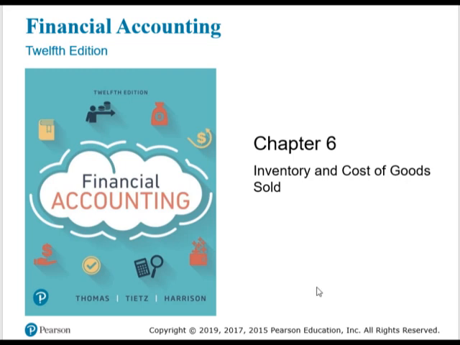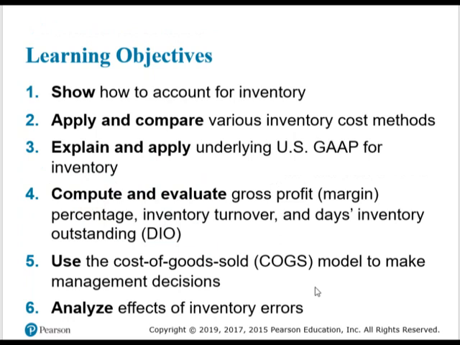Chapter 6 deals with inventory. Inventory is often one of the biggest current assets on a company's balance sheet. Consequently, the accounting for inventory is one of the most important parts of learning accounting. The learning objectives for this chapter are outlined here.